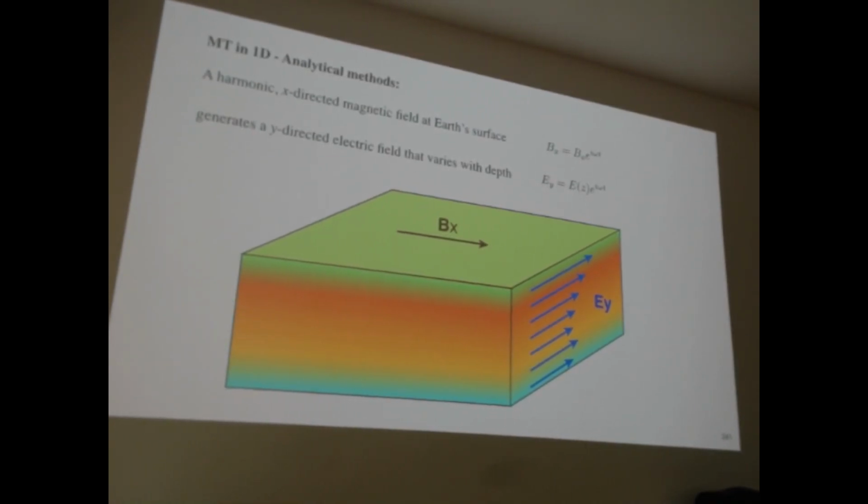So here's what we've got. We've got a magnetic field at the surface of the Earth, which is some constant times a sinusoidal function. And that's generating an electric field as a function of depth at the same frequency. So this is our magnetotelluric source field, and then this is what happens inside our one-dimensional Earth, and we want to be able to predict the electric field at the surface given the conductivity as a function of depth from the magnetic field.